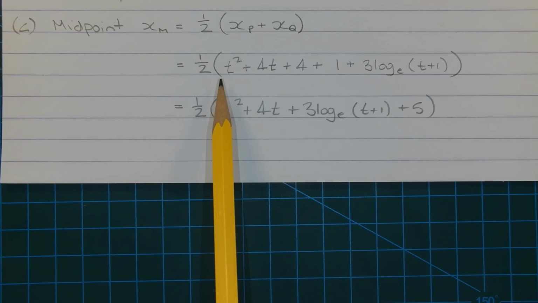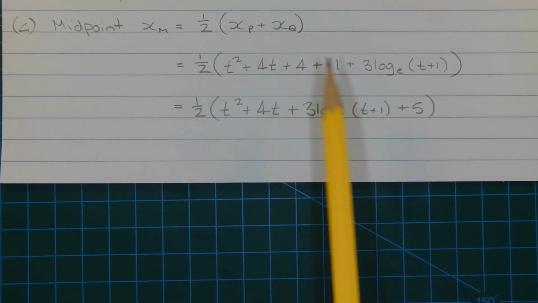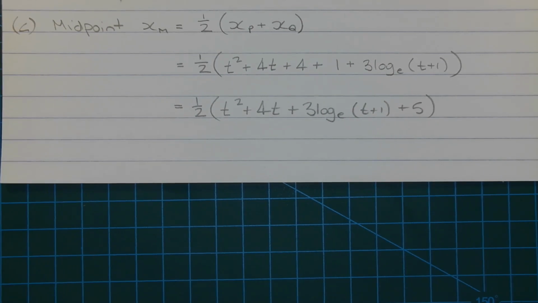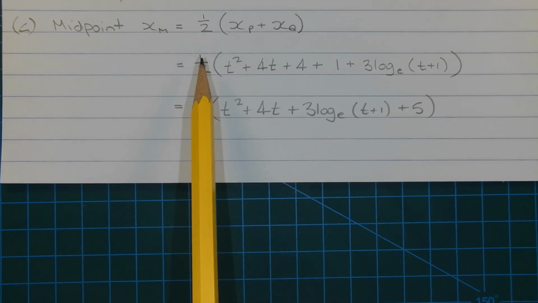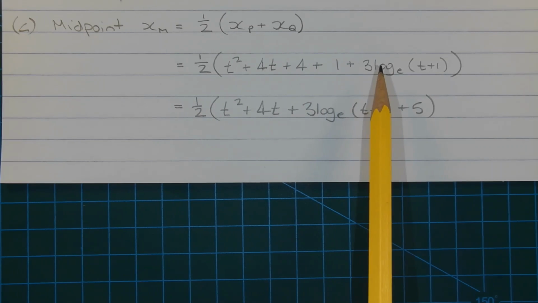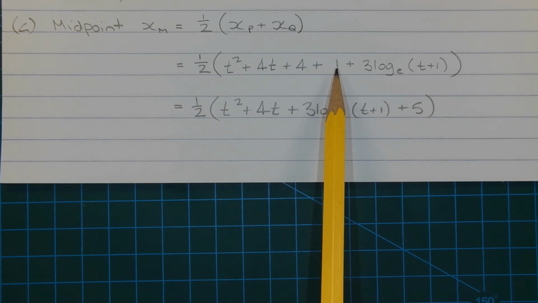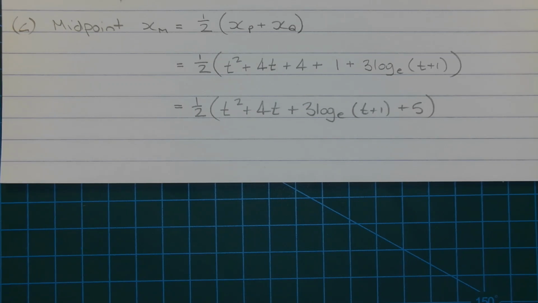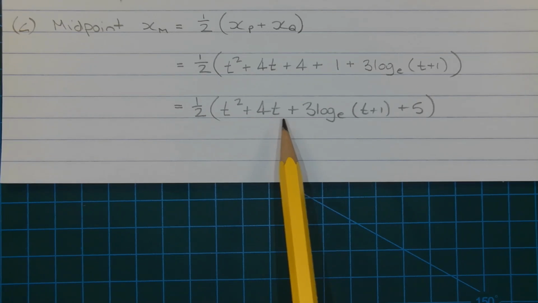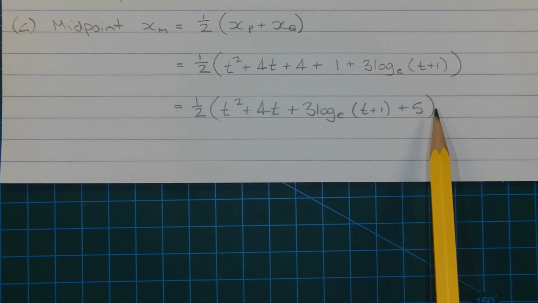Now xp is t squared plus 4t plus 4, which we found in Part A, and xq is 1 plus 3 times log base e of t plus 1. So xm is equal to half times open bracket t squared plus 4t plus 4 plus 1 plus 3 times log base e of t plus 1 close bracket. Now 4 plus 1 is 5, so they're two like terms that we can combine. And we get half times open bracket t squared plus 4t plus 3 times log base e of t plus 1 plus 5 close bracket as required.